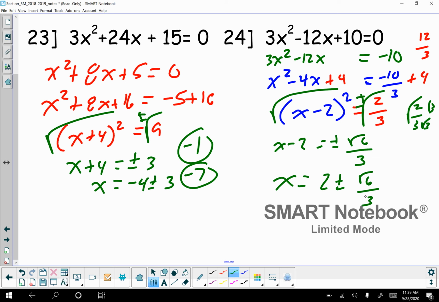And that answer is fine. Some people might choose to put it together where they make 2 into 6 over 3, but it's your choice what you want to do on that problem. So I guess you could have 6 plus or minus root 6 all over 3. That's a tougher one, so I think both those answers are 100% appropriate.